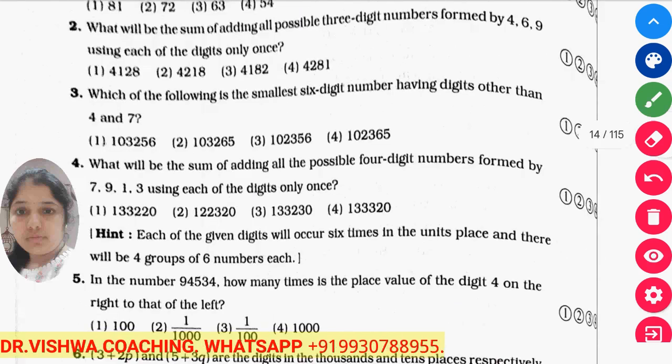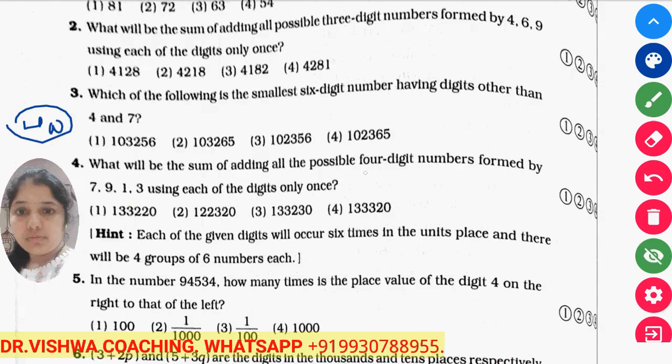Now which of the following is the smallest 6-digit number having digits other than 4 and 7? So it is very simple. Smallest 6-digit number you want, you can check from here and you can solve it. It is for homework. By looking at the numbers only you can find which is the smallest one.